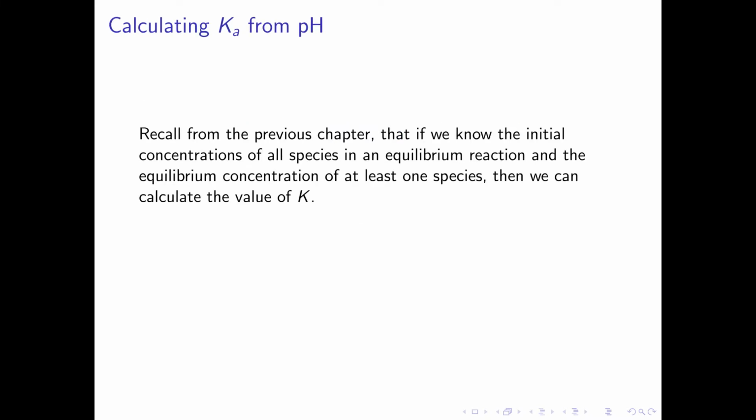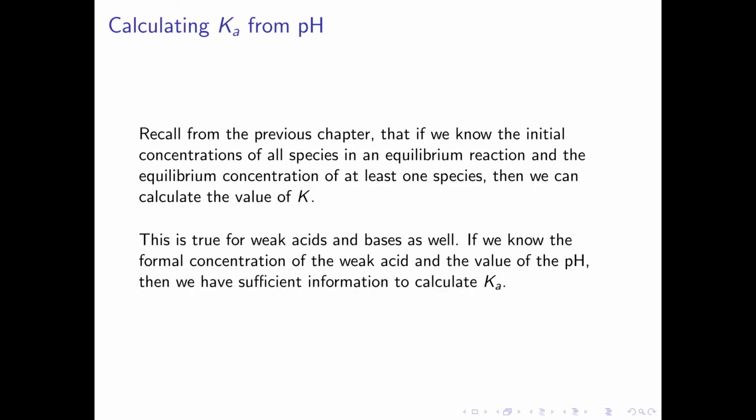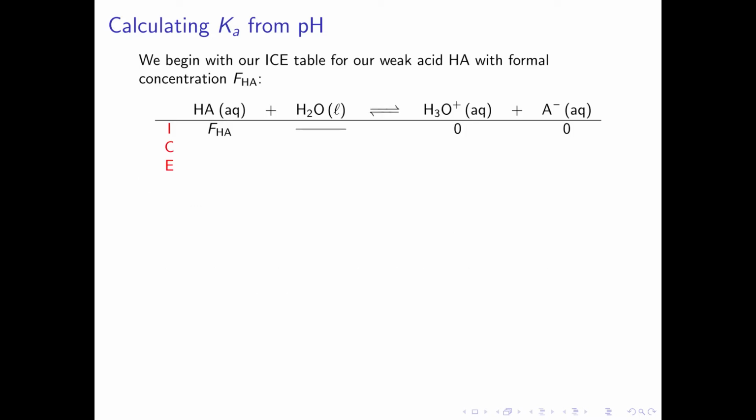Recall from the previous chapter that if we know the initial concentrations for all of the species in an equilibrium reaction, and we can determine the equilibrium concentration of at least one species, then we can calculate the value of K. This is true for weak acids and bases as well. If we know the formal concentration of the weak acid and the value of the pH, then we have sufficient information to calculate Ka. Let's build a general equation to allow us to calculate the value of Ka from the information that we need.